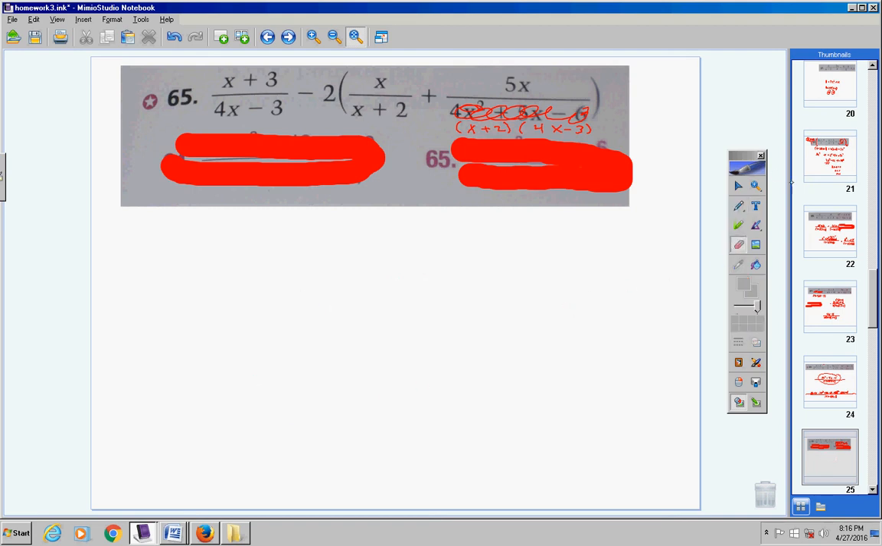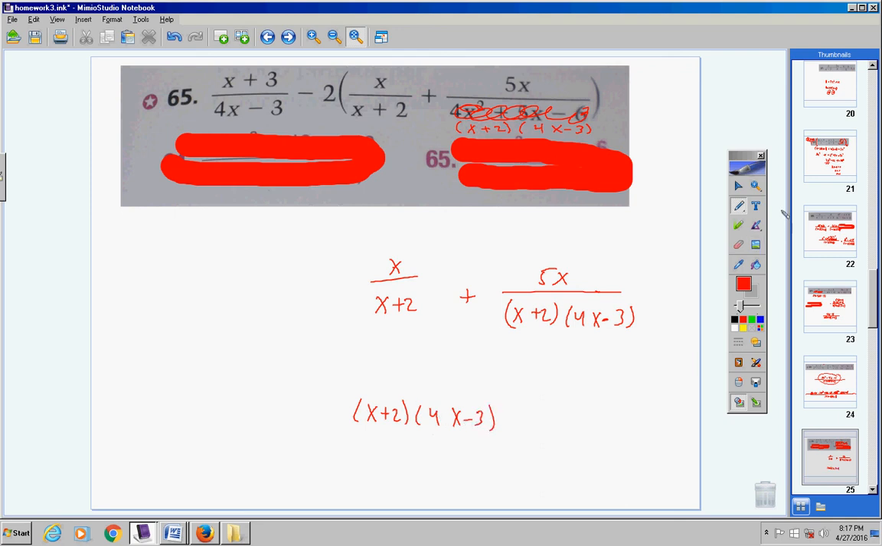So let's start inside the parentheses and let's combine these two fractions. Let's combine this fraction with this fraction. Got it? So I've got one group of x plus 2, one group of x plus 2, one group of 4x minus 3, none over here. So I'm going to go ahead and write those two fractions right here: x over x plus 2 plus 5x over x plus 2, 4x minus 3. Now my common denominator is going to be x plus 2, 4x minus 3, okay?